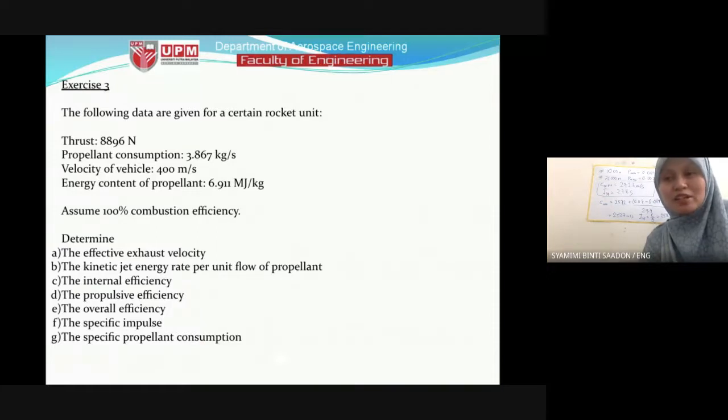The initial energy given to the vehicles over the power output, the energy produced by the vehicle rocket. So this one you can do by yourself.